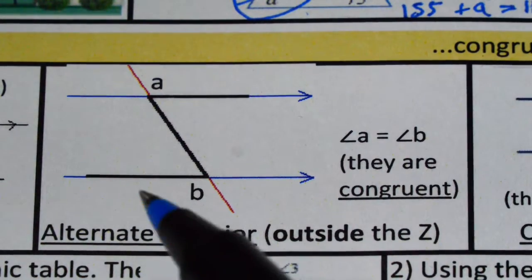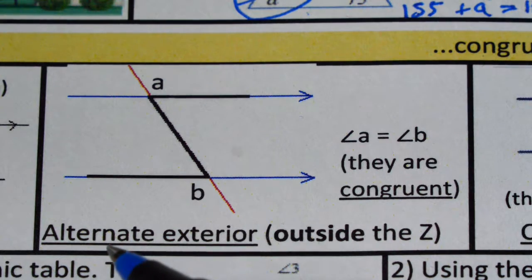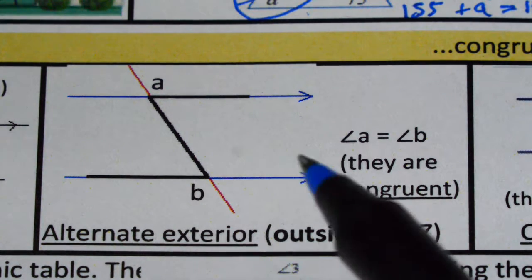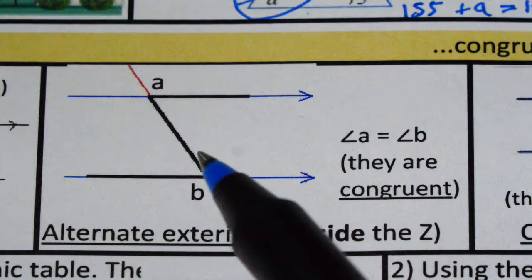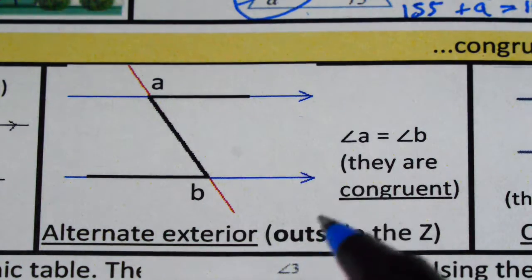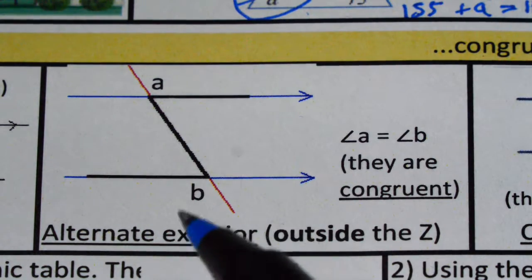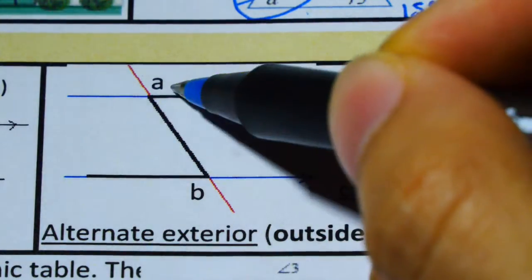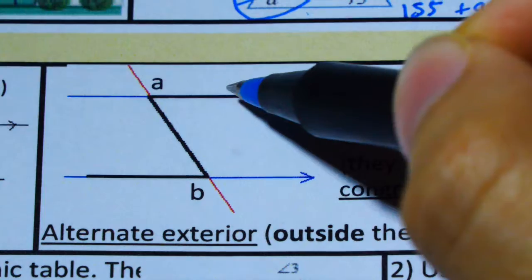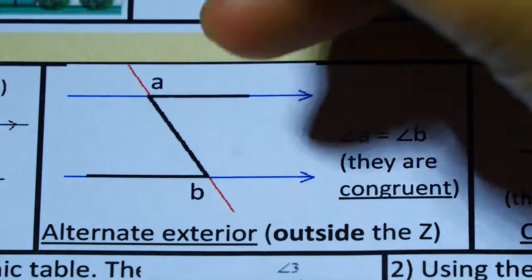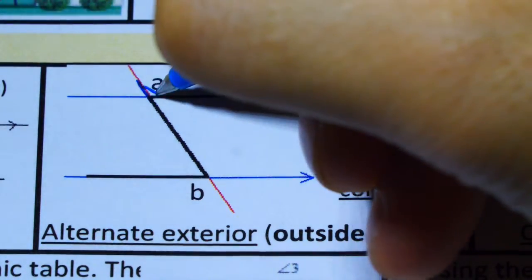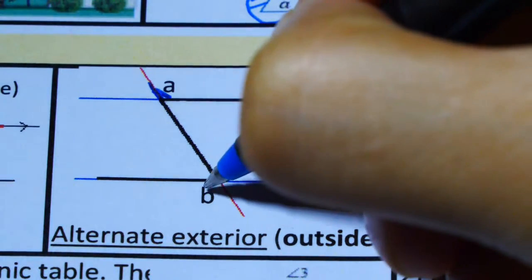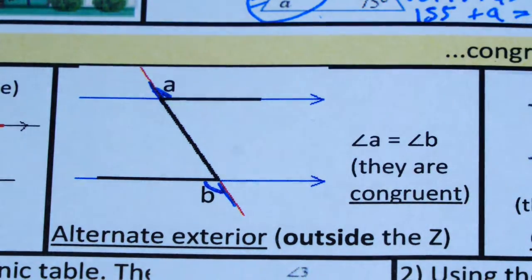We have another type of angle which is called alternate exterior. We are still looking at the Z here, but it's not interior anymore. It's not inside the Z, it's outside the Z. So if we have the Z here, outside the Z, we have an angle here. This is angle A and angle B.